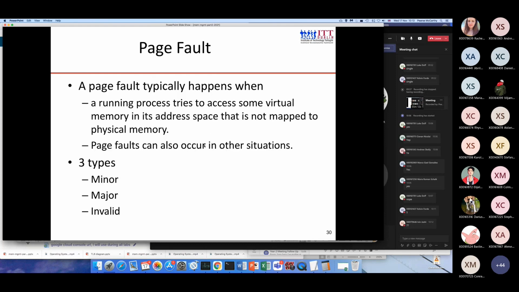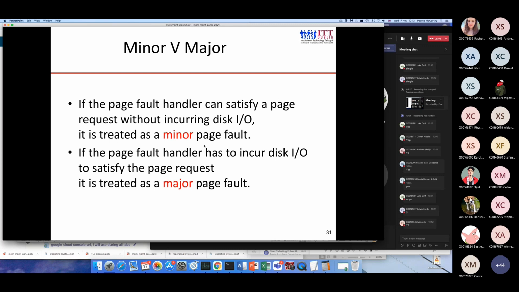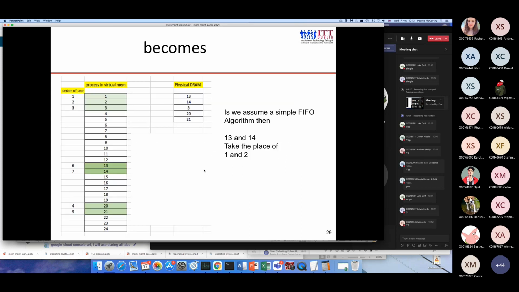We'll keep going. Page faults can occur in other situations. There are 3 types: minor, major, and invalid. Major is the one we've just done. Minor versus major: if a page fault handler can satisfy a page without incurring disk I/O, it's treated as minor. What is that? We'll come back to that in a minute. If the page fault has to incur disk I/O to satisfy a page request, it's treated as a major one. That sounds like what we just had to do, because we had to incur disk I/O. We had to get our page from hard disk into DRAM. So they were 7 major page faults.